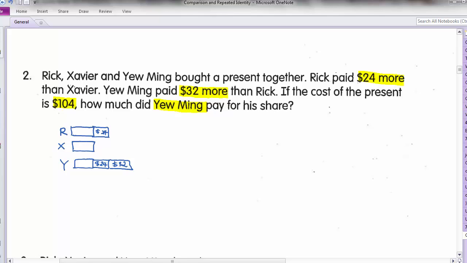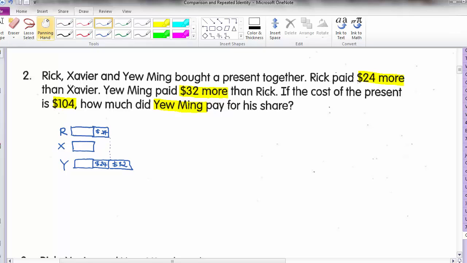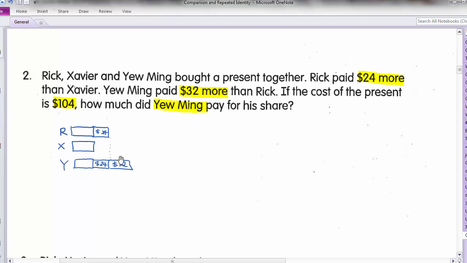So can you see? Whatever Rick has, Yumin will have, but Yumin has $32 more than Rick. So this is how your model should look. And then all in all, my total is 140. Okay. So how much did Yumin pay? I want Yumin, which is this. So I want to find out how much he paid.